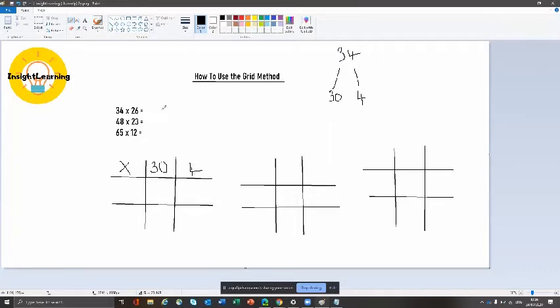So now let's see the other number in the sum, 26. So we're going to do the same for 26. We're going to partition it just like we did 34. So digit 2 in 26 represents 20, and the digit 6 represents 6. The next thing we're going to do is multiply 20 by 30 and write the answer in this box. So 20 by 30 is 600.